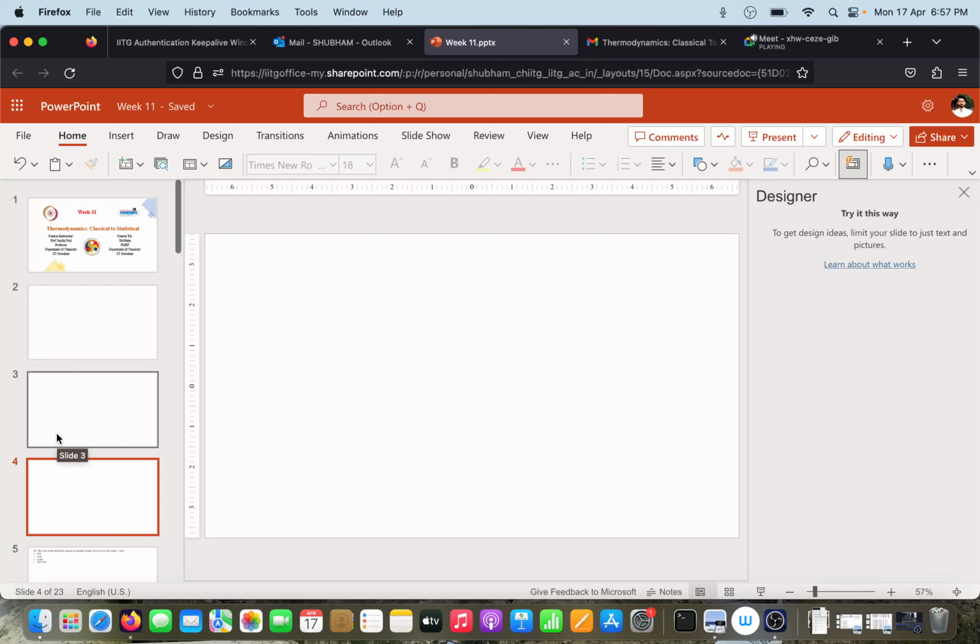So this is for monatomic crystal. So we can say that according to Einstein it is 3 R, and for Debye it is A T to the power 3.